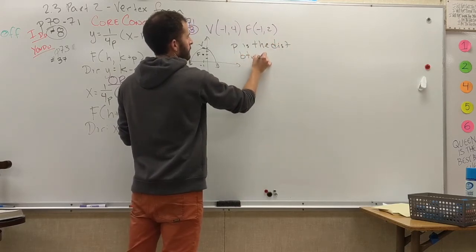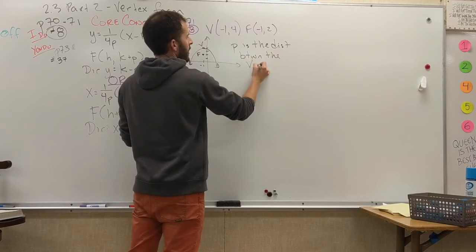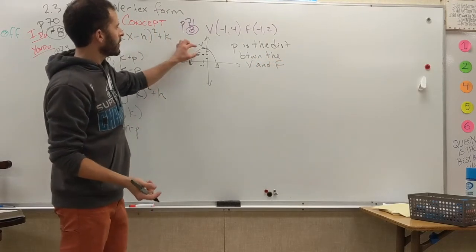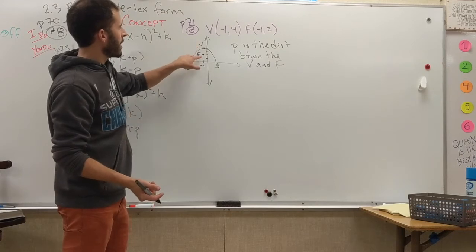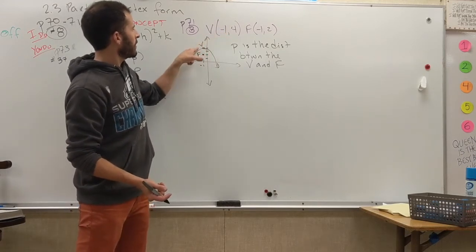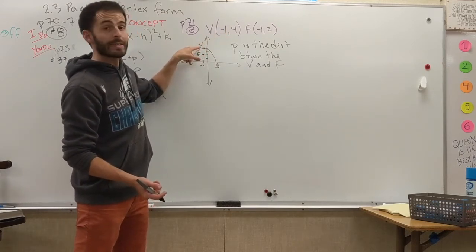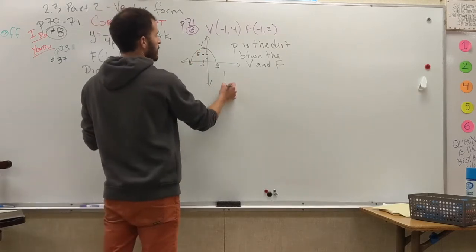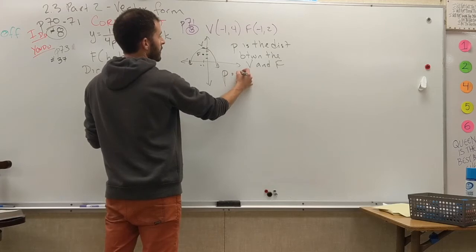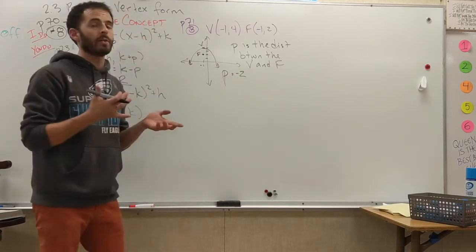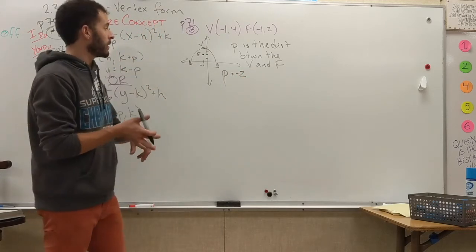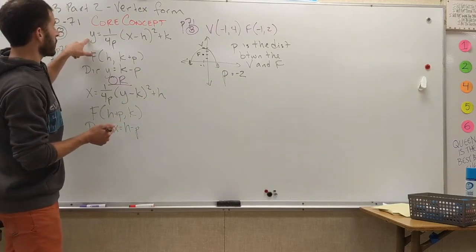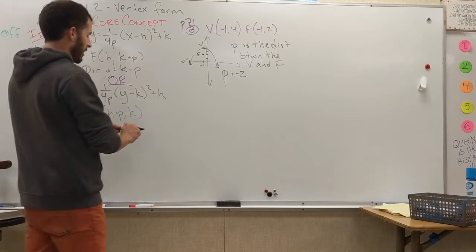between the vertex and focus. So how far apart are the vertex and the focus? Well, this one's at -1, 4, and if I go down 2, that's where the focus is. So my distance, P, is actually -2, because I had to go down 2 from the vertex to the focus. So P is -2, and I know which equation I'm using, so I can start filling in some math.